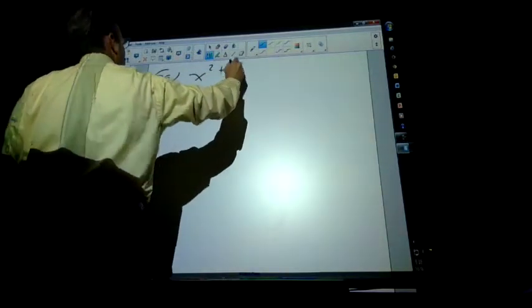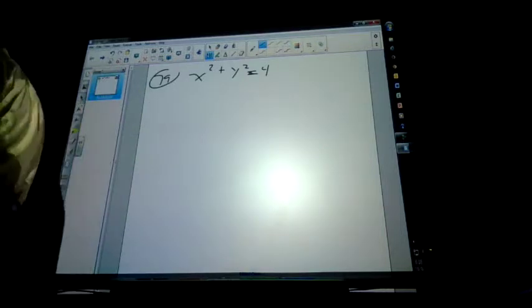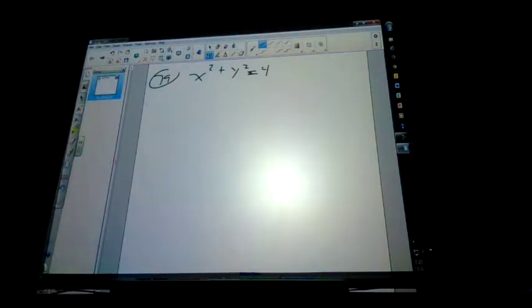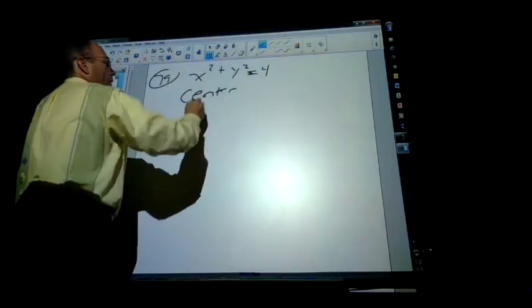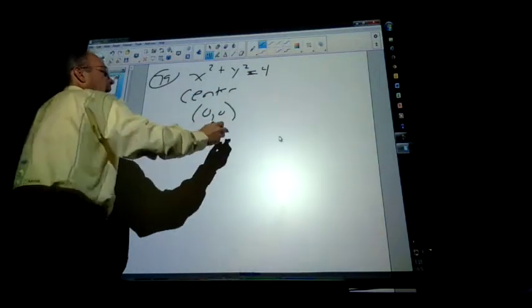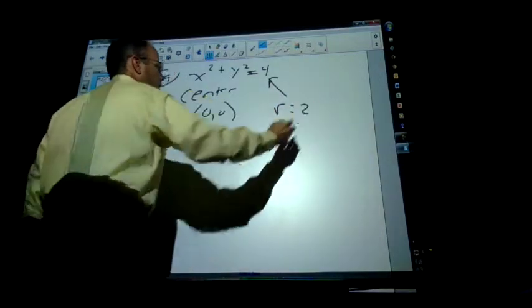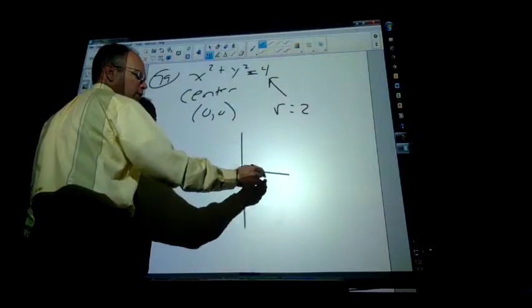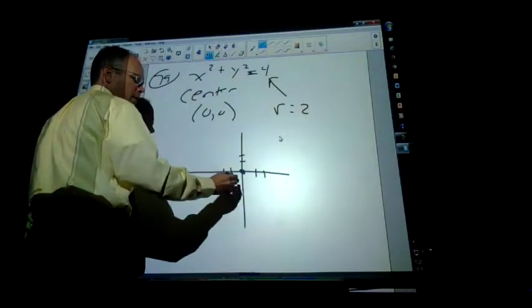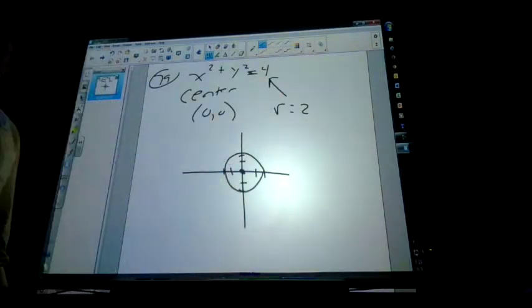x squared plus y squared is equal to 4. So x and y don't have a quantity they're squaring. So this means that our center is going to be at 0, 0. And the radius will be the square root of that, so my radius will be 2. So if you made an xy axis, your center's here. You're going to go 2 each direction from the center and draw a circle. There it is.